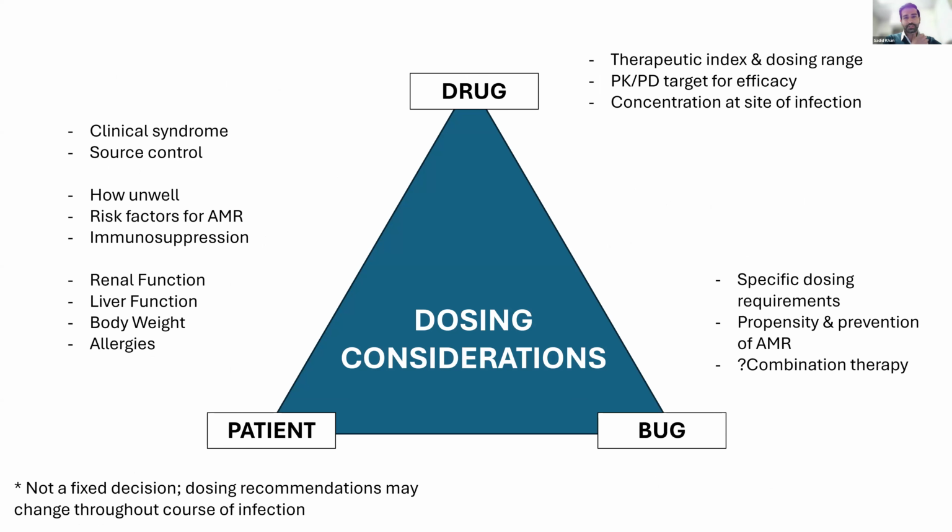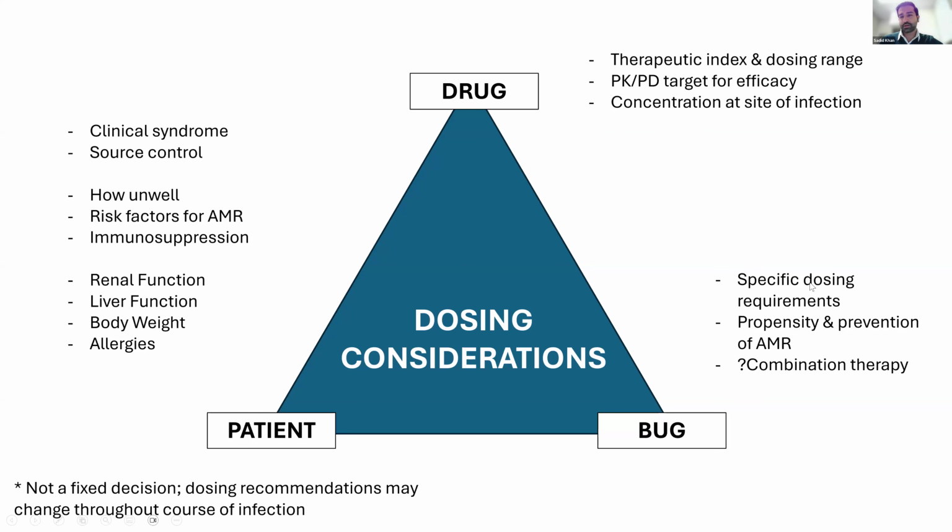When I think about dosing, I have the drug, bug, and patient considerations. So in terms of the drug, what's the therapeutic index and the dosing range? What target am I aiming for efficacy? Is it time above MIC? Is it area under the curve, total drug exposure? And how well does it concentrate at the sites of infection that I'm worried about?